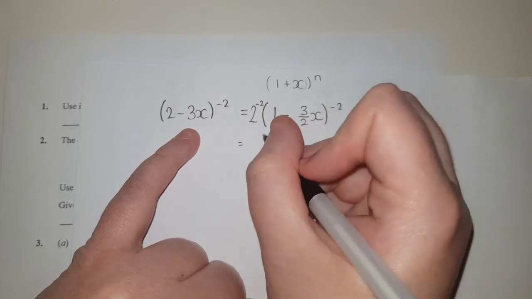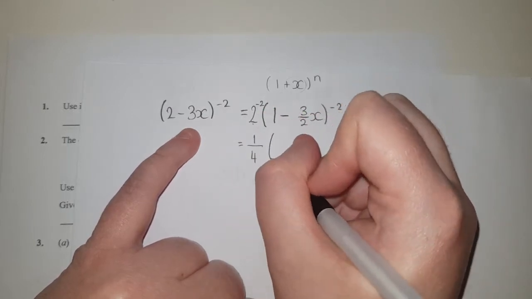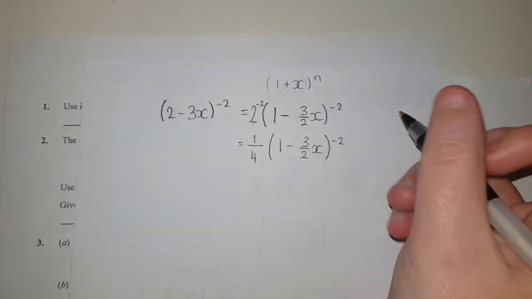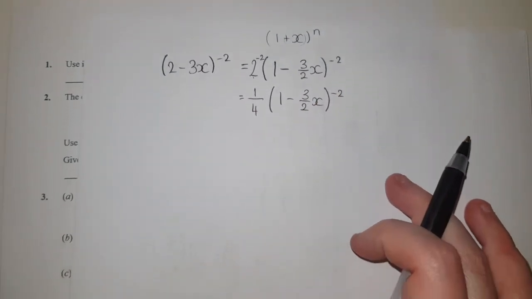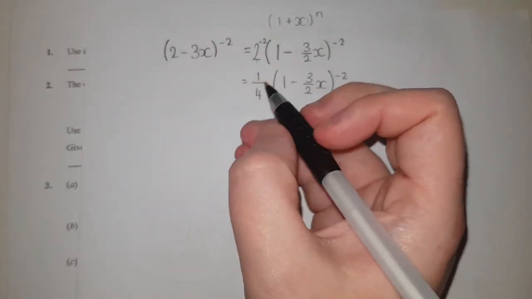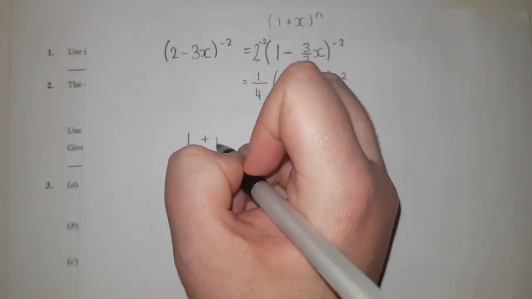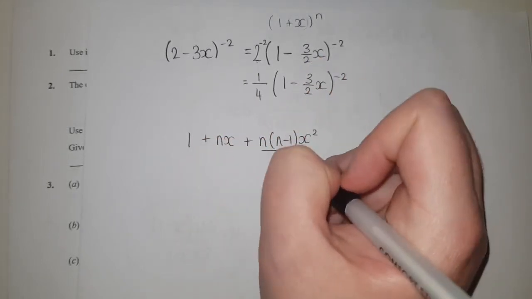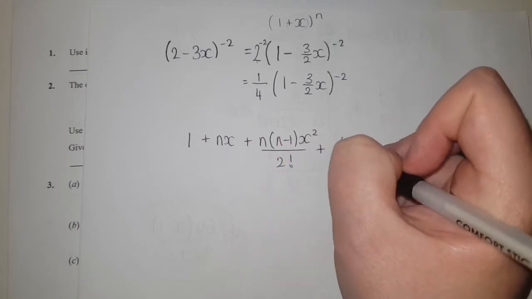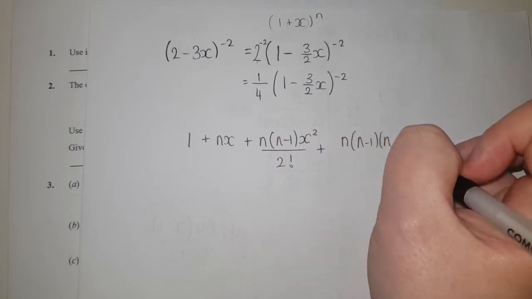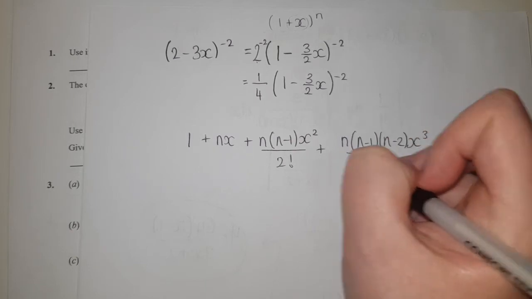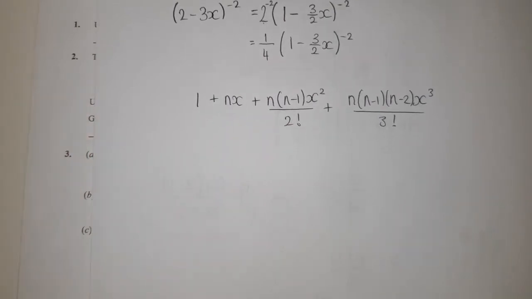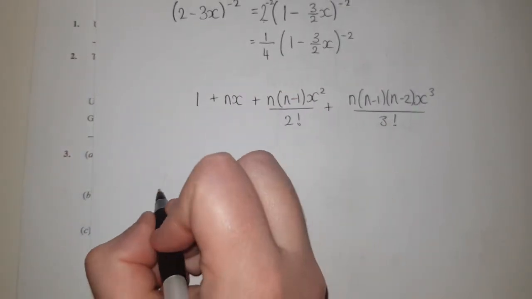So 2 to the power of minus 2 is 1 over 2 squared, so I get a quarter of 1 minus 3 over 2x to the power of minus 2. So I've got everything in the format that I need. As I said, the formula is given for you, so it's 1 plus nx, n(n minus 1)x squared, and so on, but that is given in the formula booklet for you. So we're going to apply that to our term.